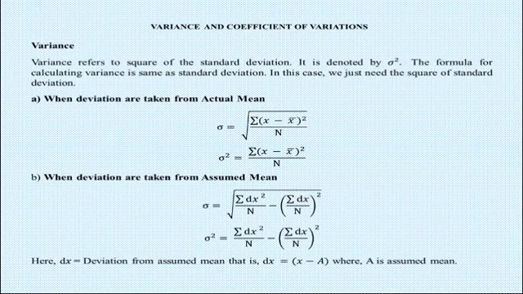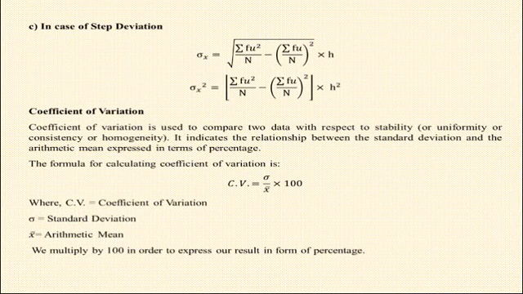mean. The formula for calculating variance in case of step deviation is (summation fu square divided by n minus (summation fu divided by n) raised to power 2) whole multiplied by h square. Here a is the assumed mean, h is the common factor in the class. If the standard deviation is equal to 5.97, the variance will be equal to 35.64.